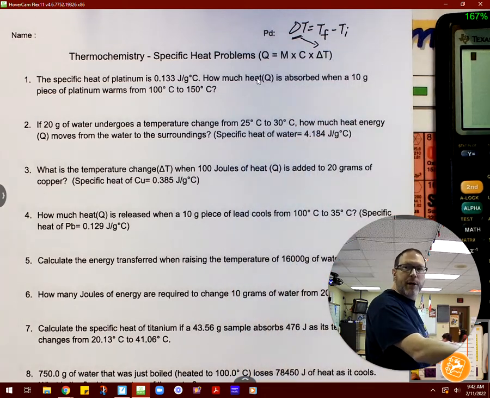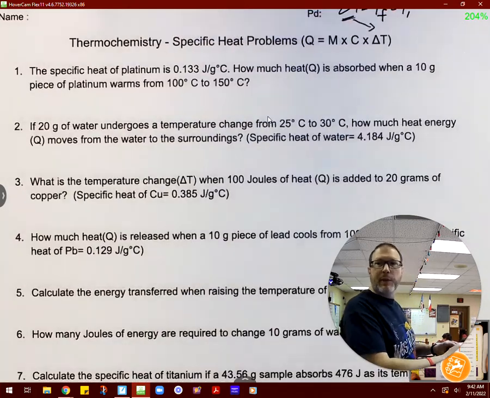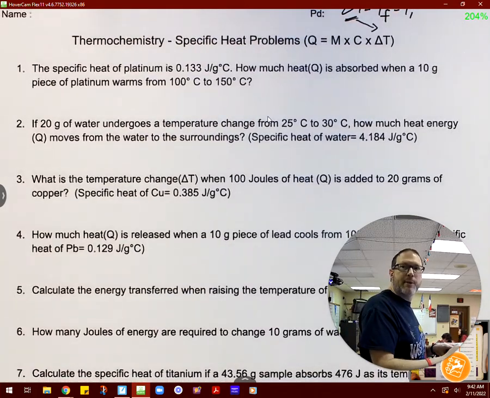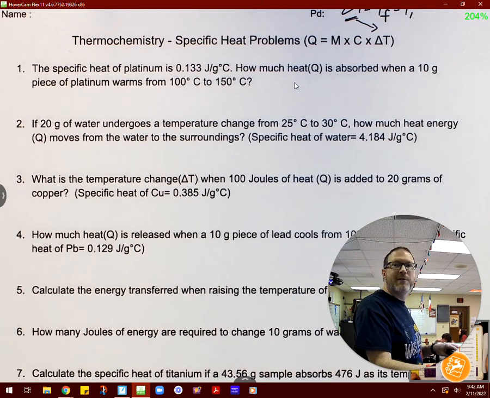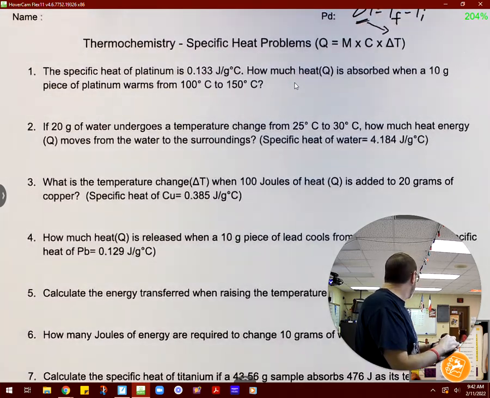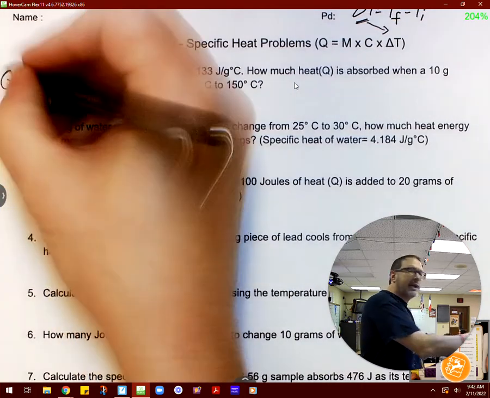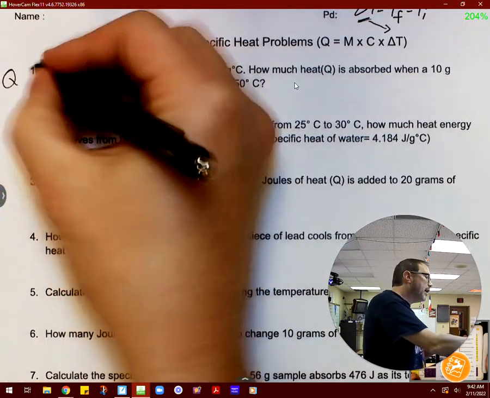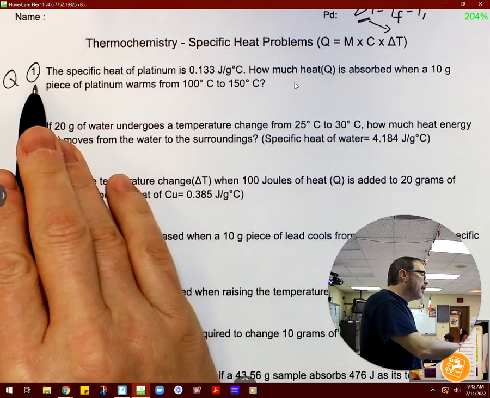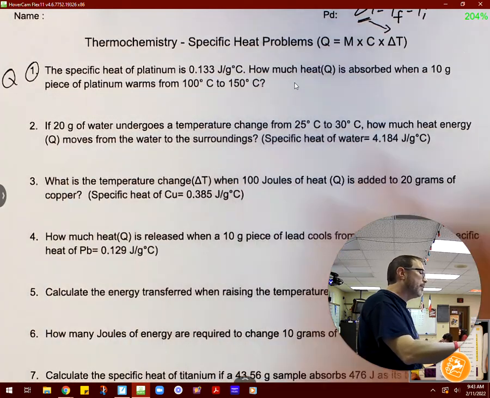So let's start by taking a look at problem number 1. Number 1, the specific heat of platinum is 0.133 joules per gram degree Celsius. So how much heat is absorbed when a 10-gram piece of platinum warms from 100 Celsius to 150 Celsius? So let's identify, first of all, what does the problem want us to find? Well, how much heat is absorbed. So we're looking for Q. I'm just going to jot Q down in my margin right here, and I'm going to circle that one so that I can remember later, hey, that's an example we worked, so if I need to find Q later, I can go and see how we worked this one.